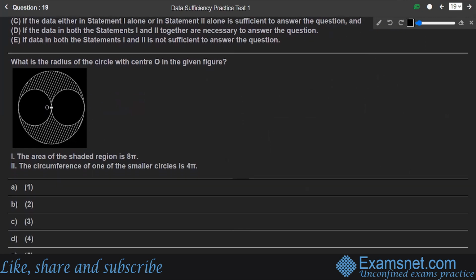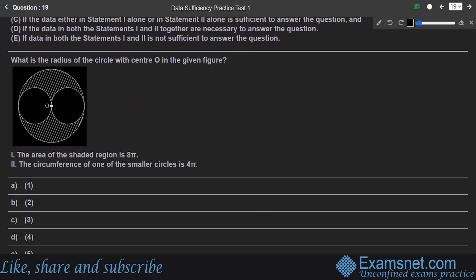Okay, so there is a diagram given, and we are supposed to know the radius of the circle with center O in the given figure. We are supposed to know the radius of the circle with center O. So clearly we can see that the diameter of this circle is actually the radius of the bigger circle. So the connection between the bigger circle and the smaller circle is that the area of the big circle is actually twice the area of the small circle.